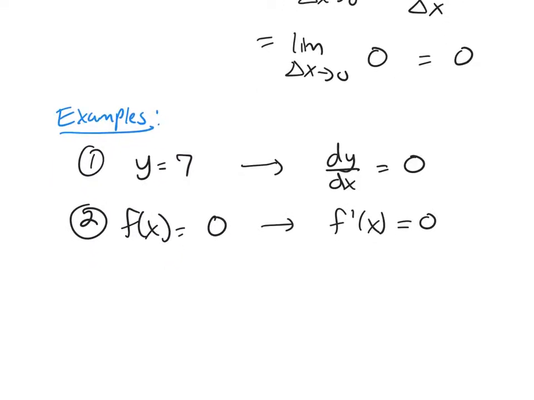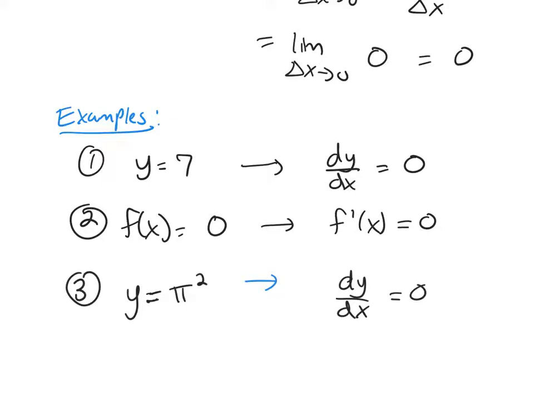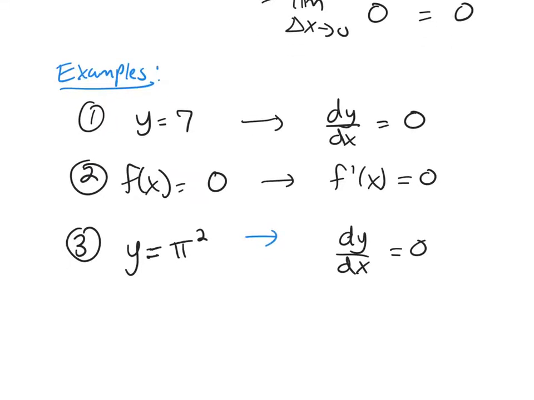Now the third one is y equals pi squared. Now this kind of question usually stumps people a little bit because you see a pi there. Pi is just a fixed number, right? When you square pi, it's still a fixed number. It's a constant. And so the derivative here would still be 0. There's no x's in that equation, so this function is constant.